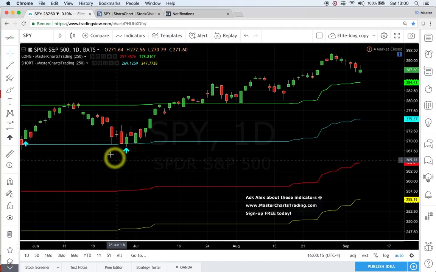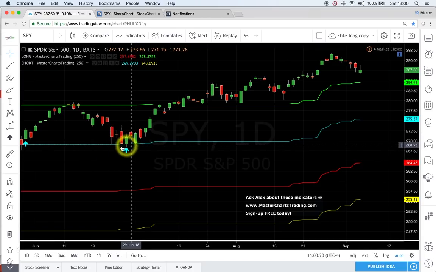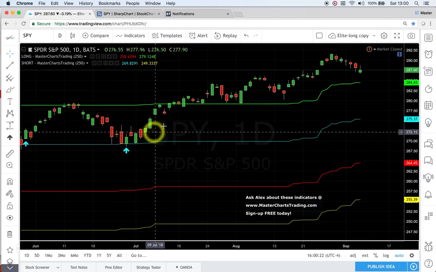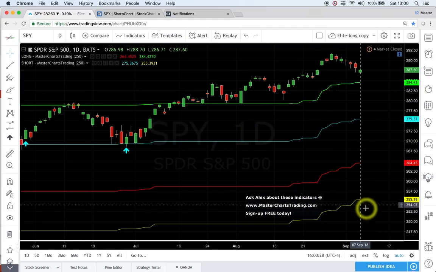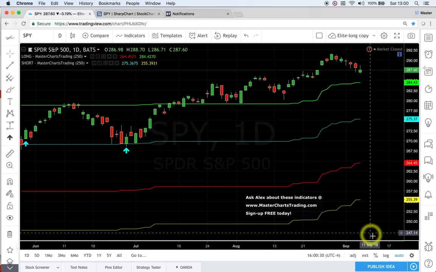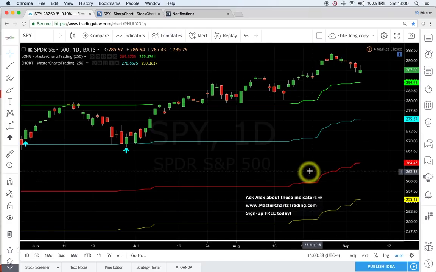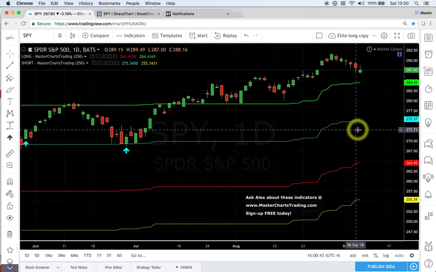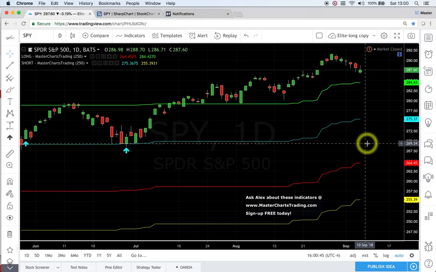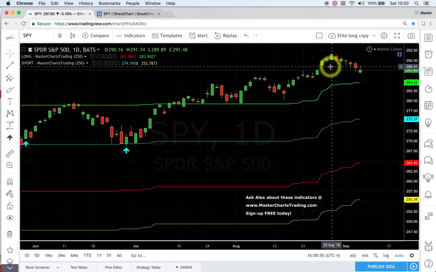So if a security is closed, well, in this case, if the stock is closed above the blue support resistance line, then we think about buying it. And if the stock is closed below the yellow line, no, it's not the red line, because for stocks I prefer to use the yellow line as a bearish trend setter, because stocks overall have a bullish bias.